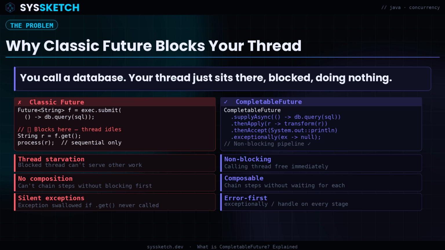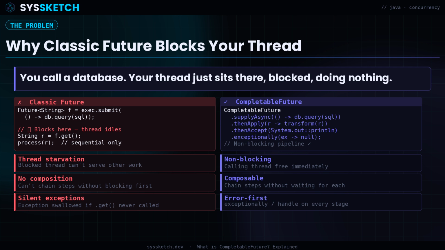Java's original Future, introduced in Java 5, gave you 2 options. You could call get immediately and block the calling thread until the result arrived. Or you could poll isDone in a loop, which is just busy blocking with extra steps. There was no way to say, when this finishes, run this next function. You had to wait for the result and then write the next step yourself in sequence on the same blocked thread. This is fine when tasks are independent.